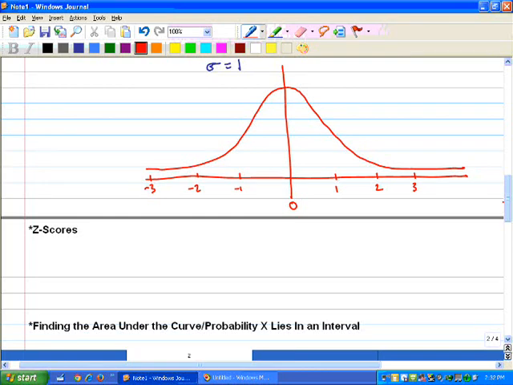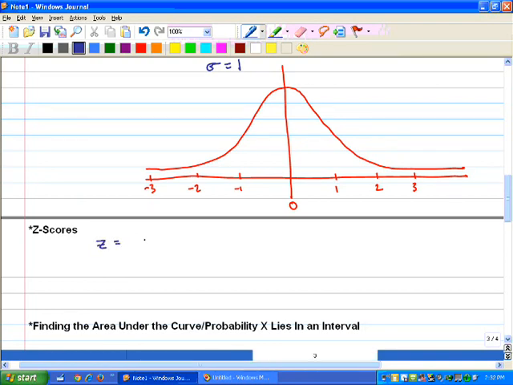Recall from our previous study, when we were doing bell-shaped distributions, that we could convert any random variable x to a z-score using z equals x minus the mean divided by the standard deviation, and that z-score measures the number of standard deviations the value x is from the mean.